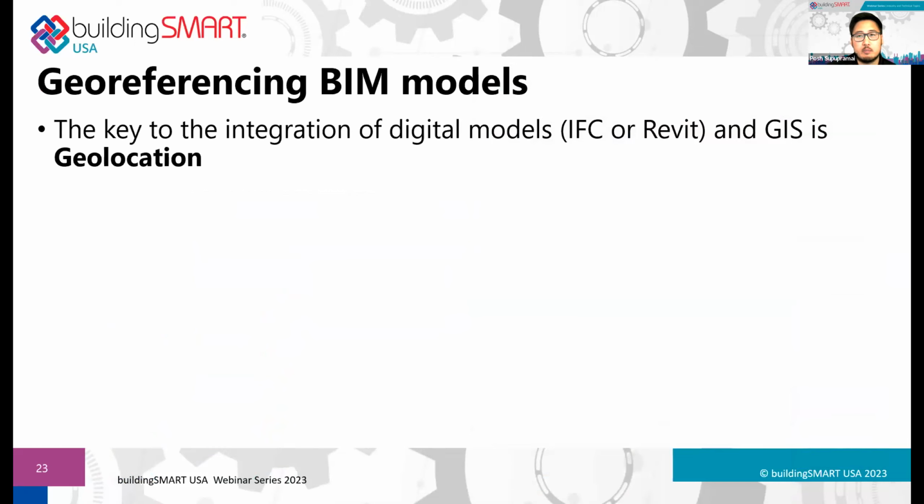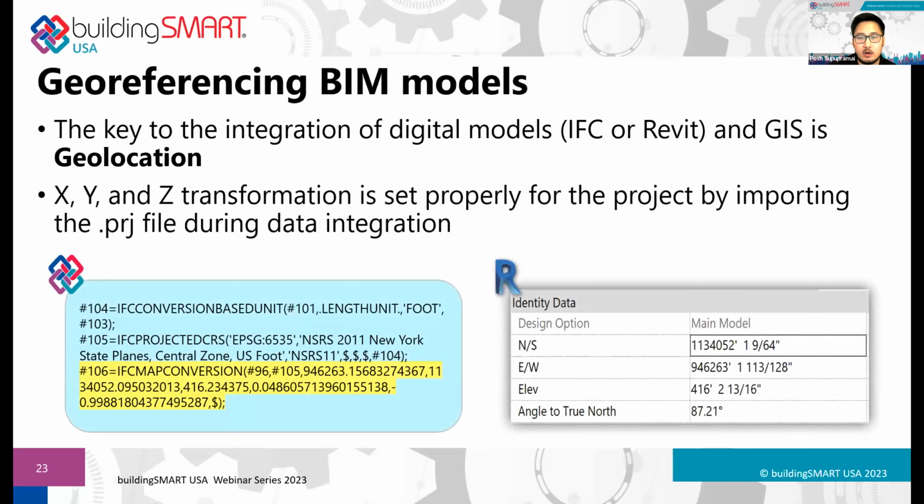Once we have our BIM model imported into GIS, the most important part is we want that model to be accurately depicted in maps. So geolocation is important. In this case, we already have all the georeference set up for the coordinate system of the BIM models, so we just imported the PRJ file. But later on in the presentation, David will go over other ways that we can georeference BIM models.